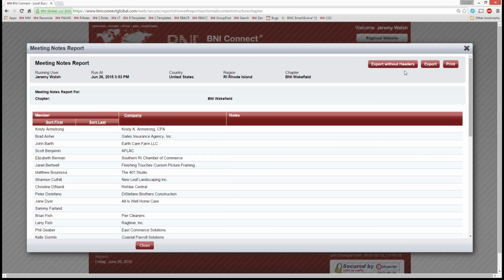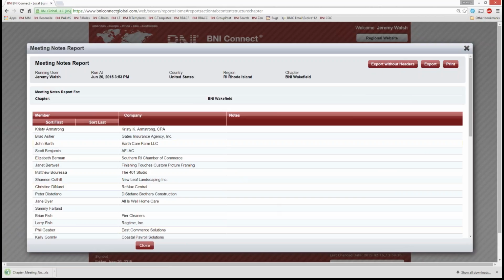Export this. On most reports, we have the option to export, and there's also export without headers. What export means is it's going to take everything on this page and export it. And what export without headers means is that it is only going to take this bottom set of information. It's not going to get this stuff up here at the top.